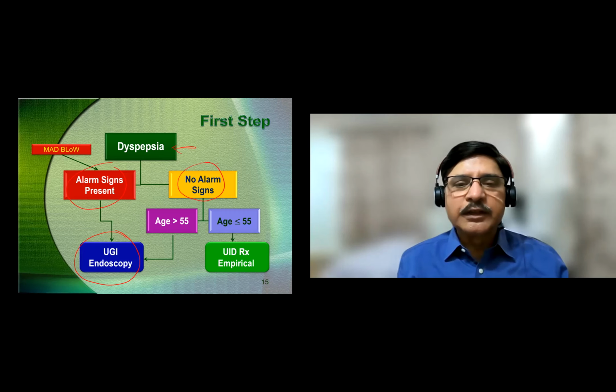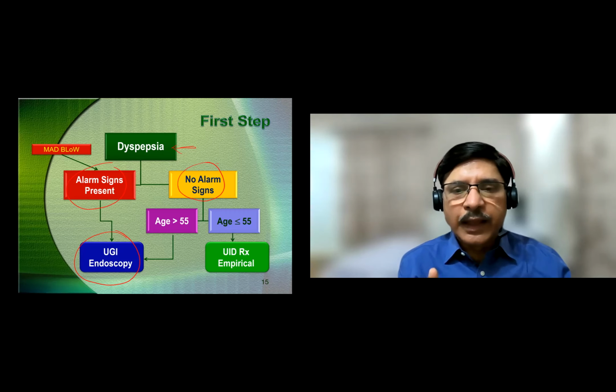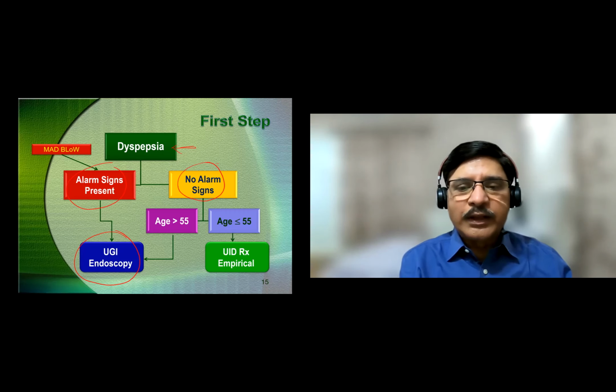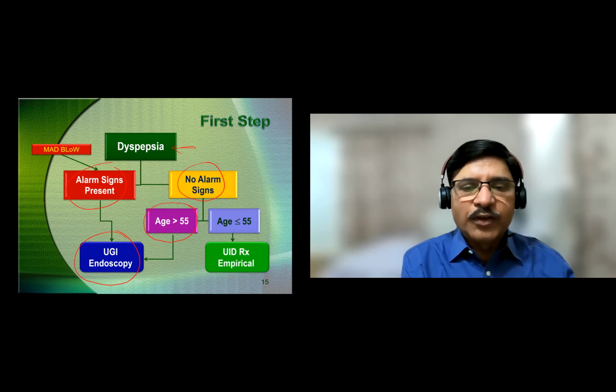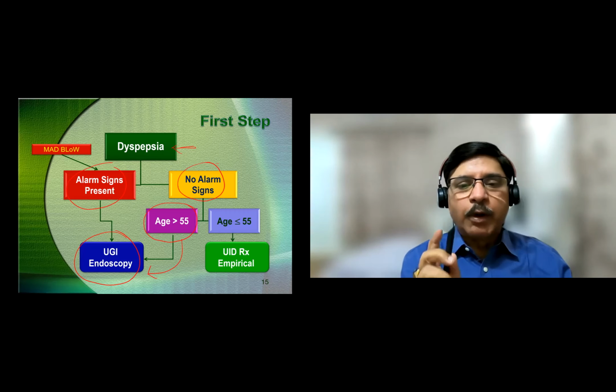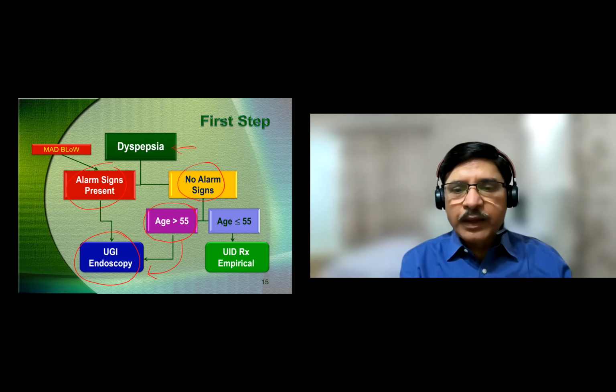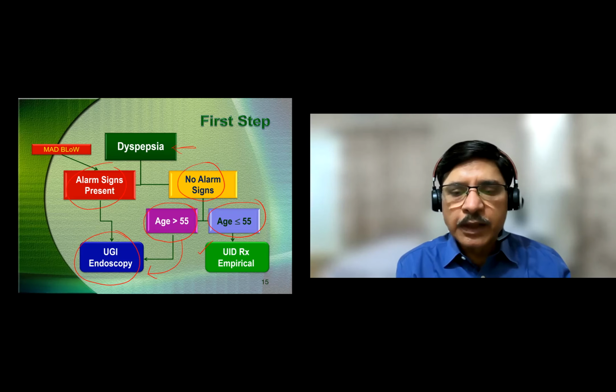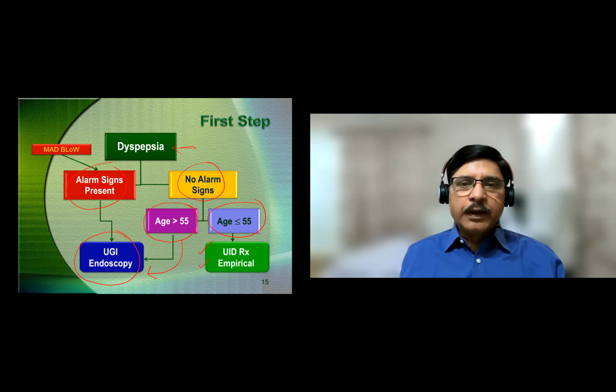Another patient does not have MAD BLOW. They are safe and we are not in any grave danger, but then age is a factor. What is the age of the patient? If he's more than 55, he must go for endoscopy, and no empirical treatment in people who are above 55. Okay, if the patient is less than 55, you can call it undiagnosed dyspepsia, UID, uninvestigated dyspepsia, and start empirical treatment.